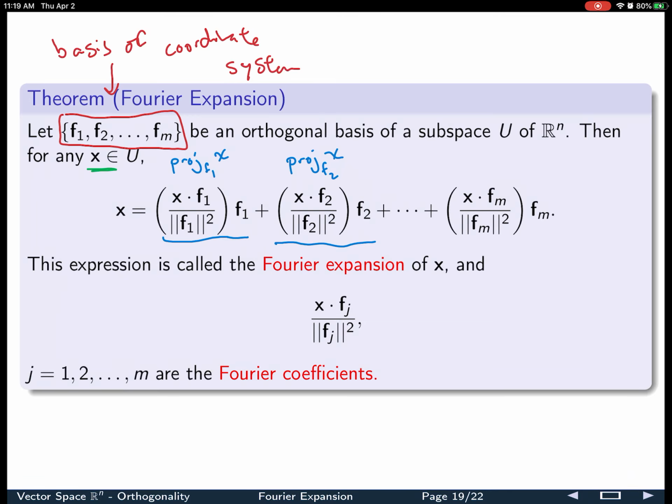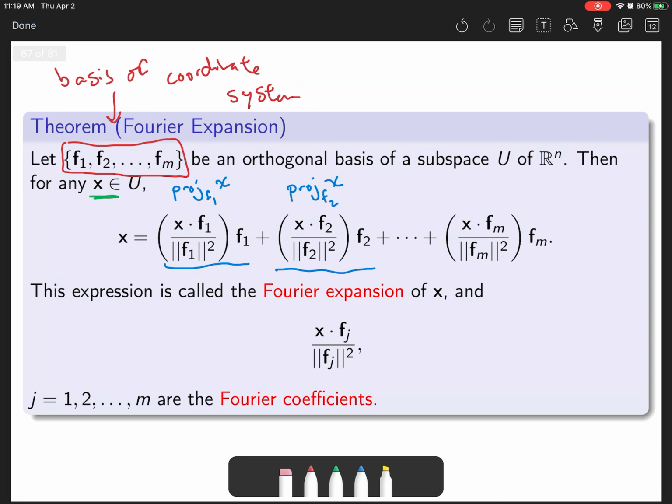Do recognize that pretty soon they're going to call this number t sub j, which is like the weight. I don't know why they use f for the vectors of the basis and t for the actual Fourier coefficient, but that's what they're doing. So I'm going to say Fourier coefficient, and I mean the letter t, not the letter f.